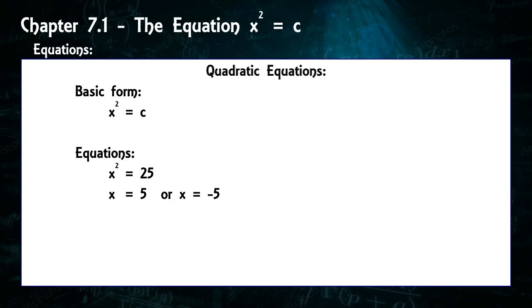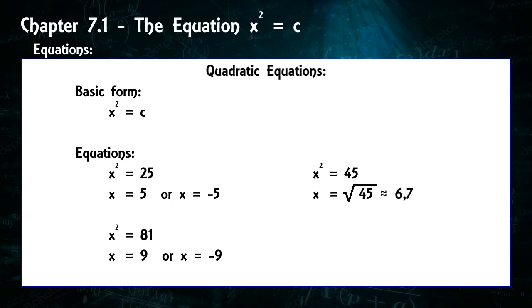So in this chapter you can have two answers for your equations. And the equation x squared is 81 has the solutions x is 9 or x is minus 9. I say or because you can't fill in both numbers at the same time. When solving the equation x squared is 45, you might want to use a calculator. Simply calculate the square root of 45 to receive 6.7. So the solutions to the equation are x is approximately 6.7 or x is approximately minus 6.7.